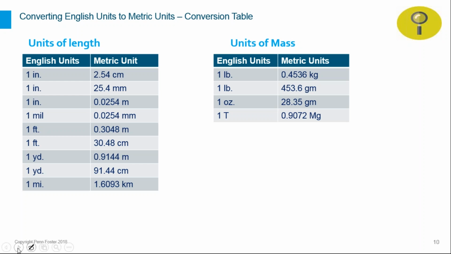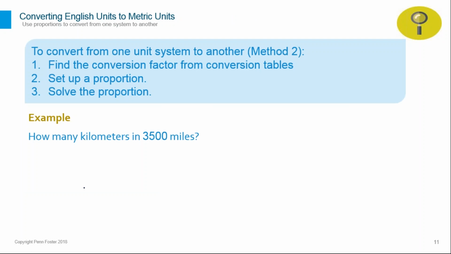So let's look at some problems. The steps that we're going to follow again: find the conversion factor, set up a proportion the right way, and solve the proportion. Example: how many kilometers in 3,500 miles? So now we're changing the English units, the miles, to metric units, kilometers. I'm not going to invent anything. We have everything given to us in the table. We know that 1 mile equals 1.6093 kilometers.